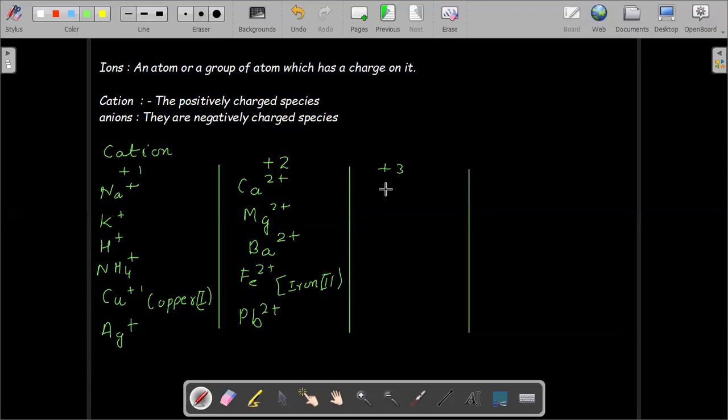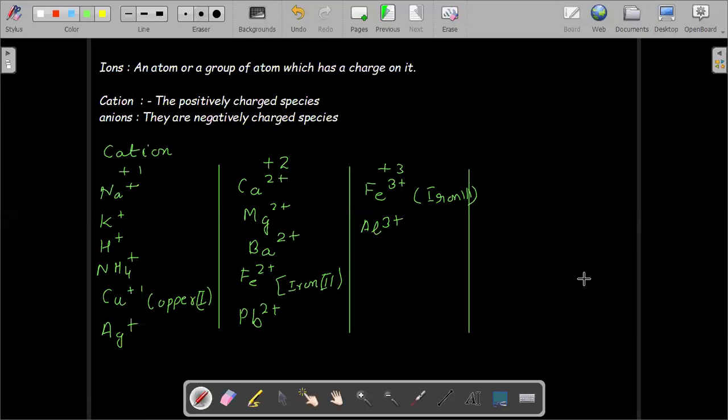Now cations having the valency +3. They are iron, Fe3+, so we call it iron 3. Then aluminium, Al3+. So these are the cations which we have: cations with charge of +1, cations with charge of +2, the cations with charge of +3. Just have a quick look at them. Then we'll move to the anions.